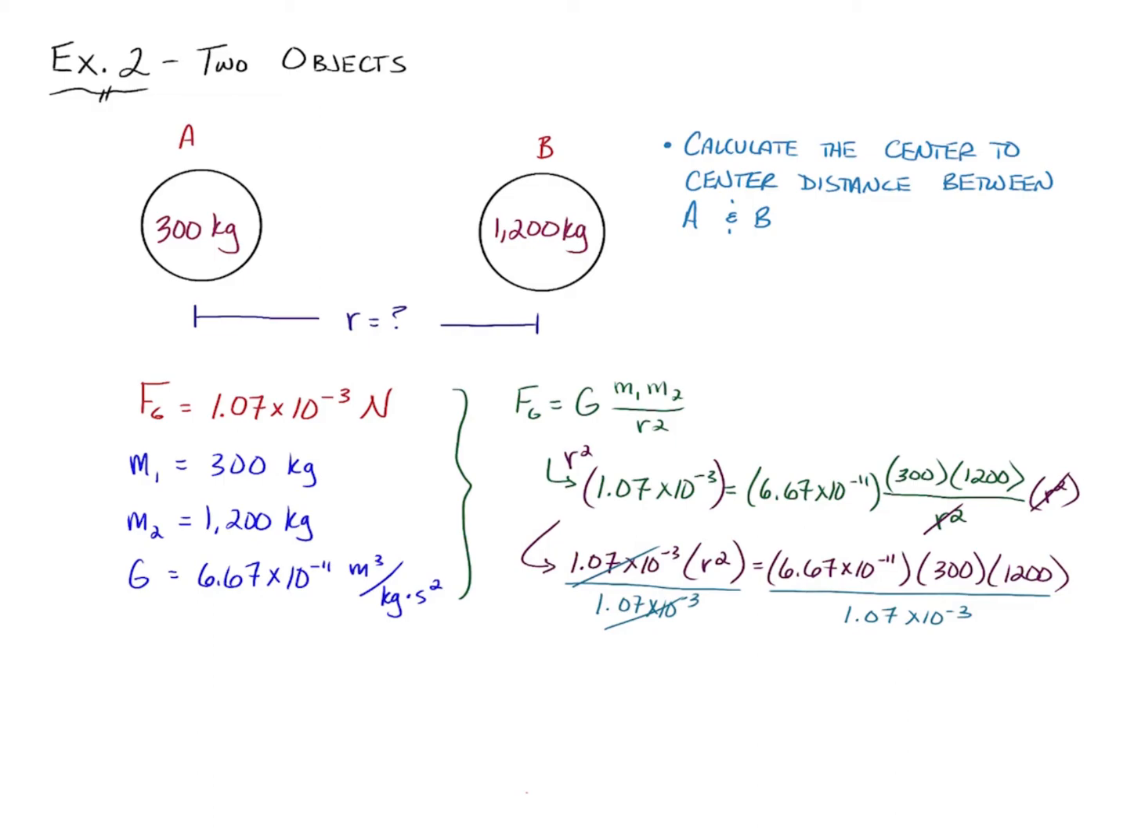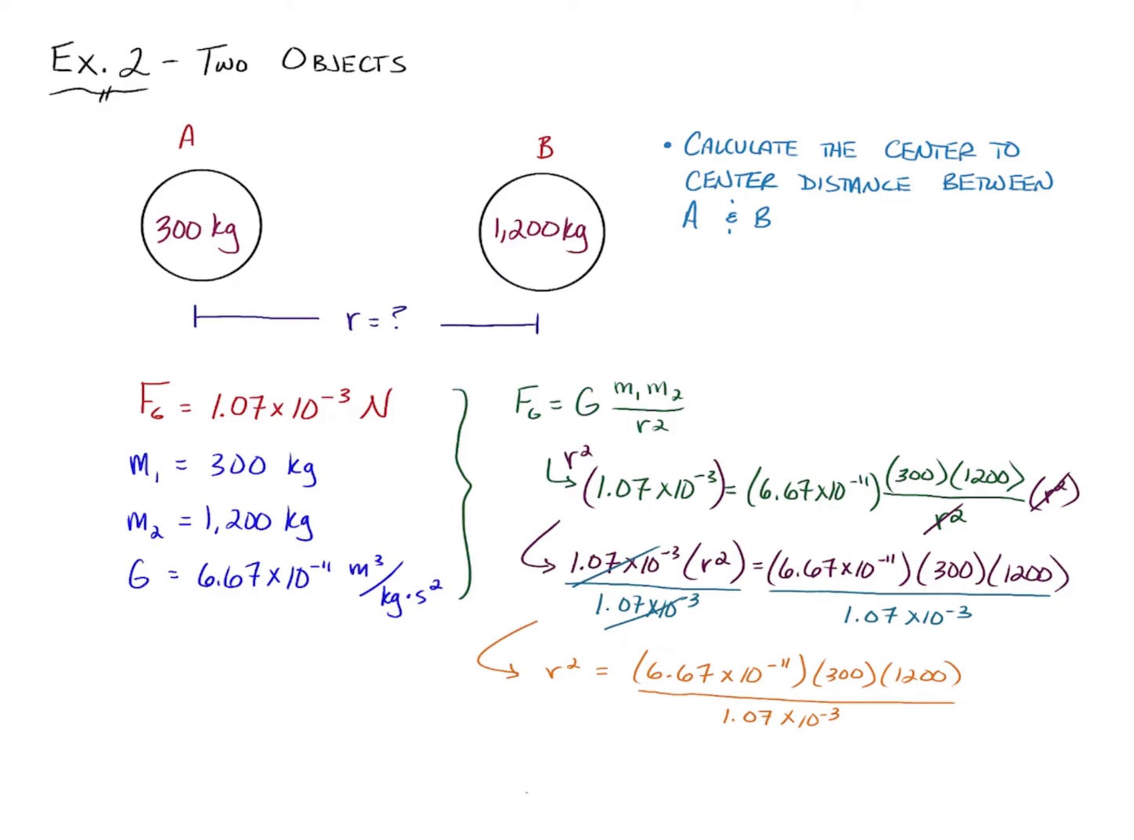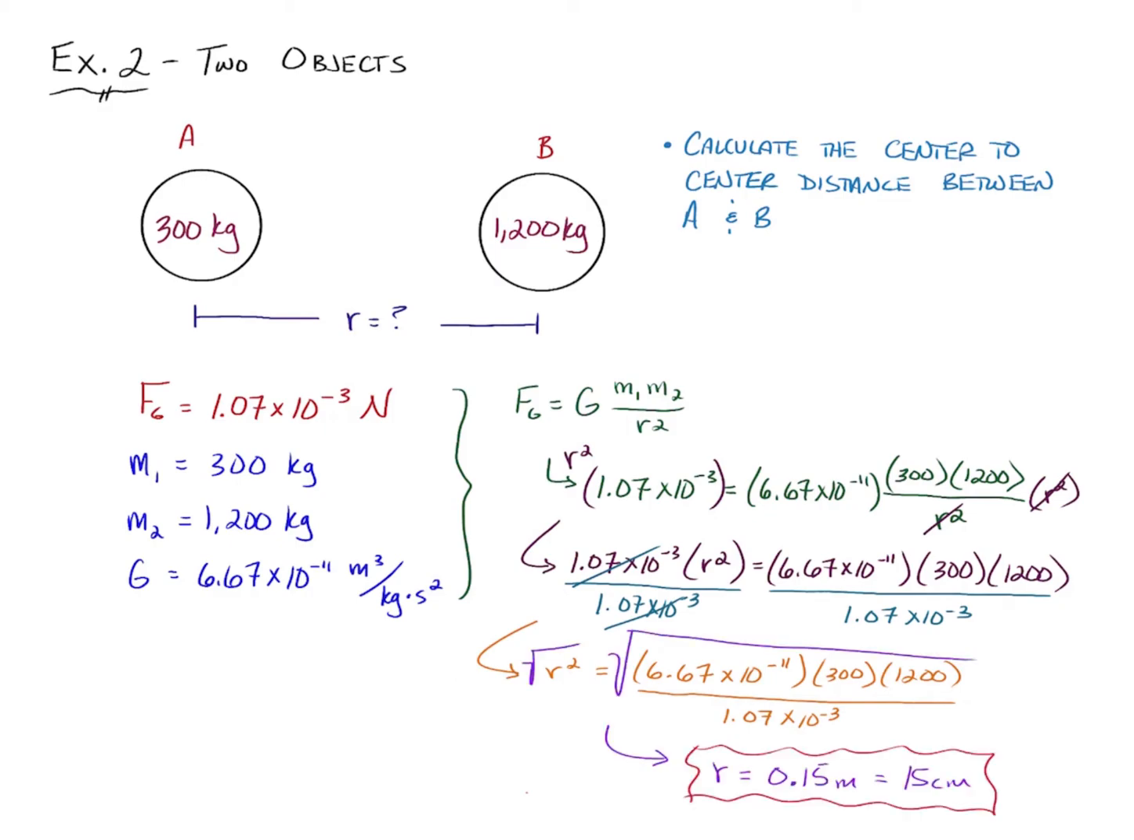So once I do that, I'll find that r squared is, I don't know because I didn't actually solve that out. But anyway, r squared is whatever that value is, and then I have to take the square root of that entire thing. And if I do so, I should find that the center to center distance must be 0.15 meters or 15 centimeters. Either one of those is an acceptable answer.